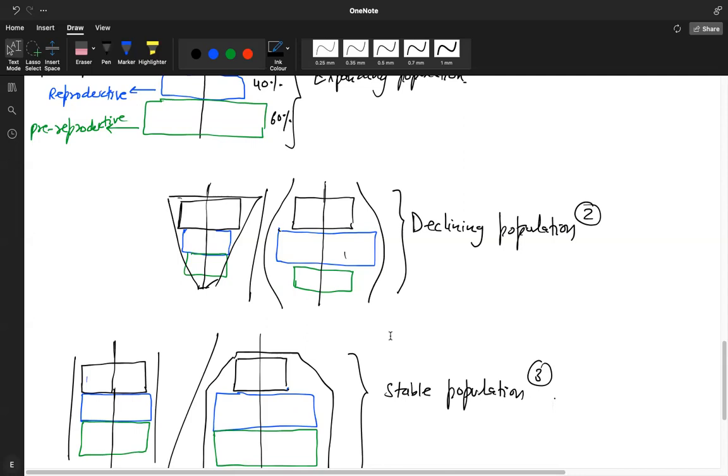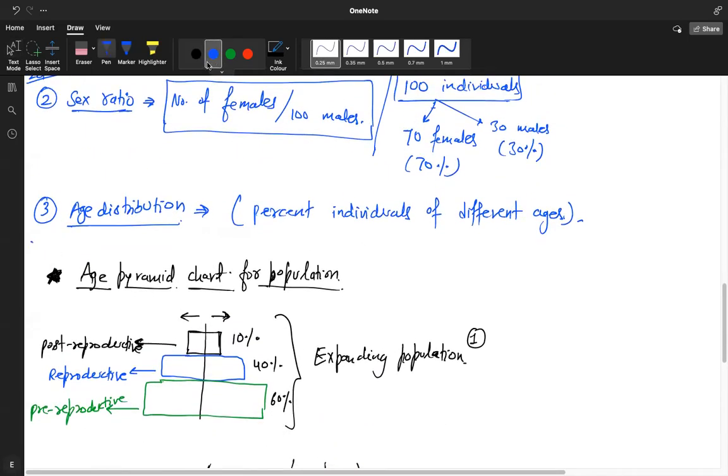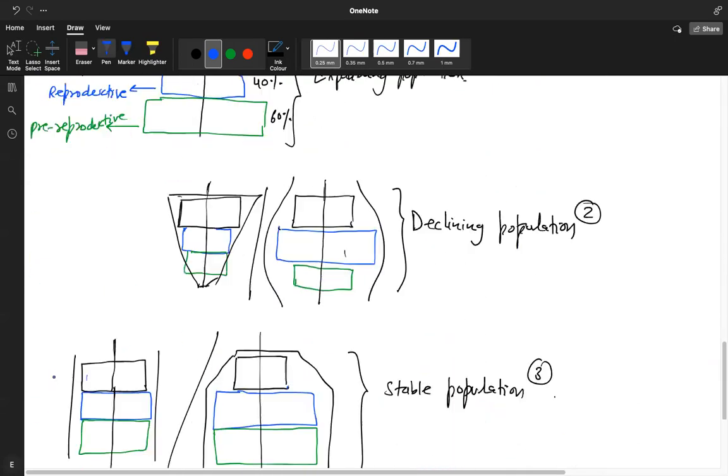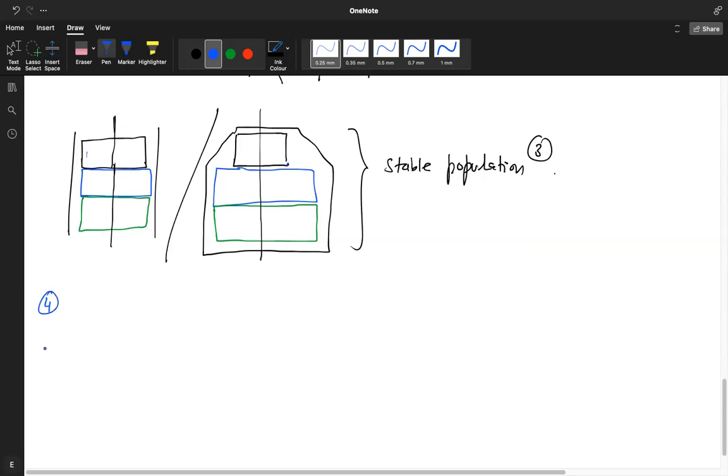So this is how we get to know, knowing the age distribution of males and females and the sex ratio of males and females both. Shall I move forward? So sex ratio, age distribution, and birth rate and death rate. Apart from this, another attribute of population is size.